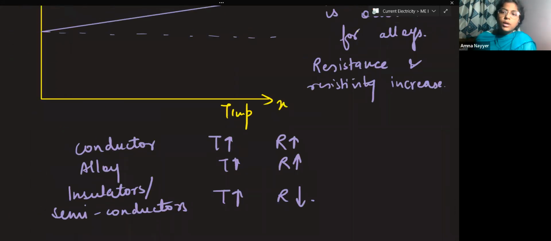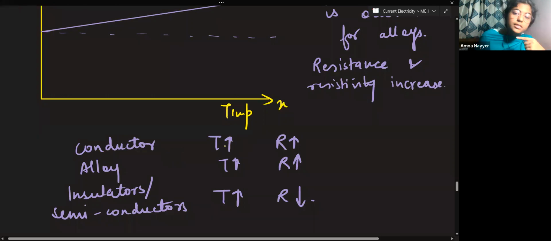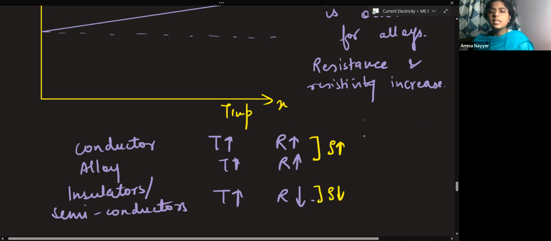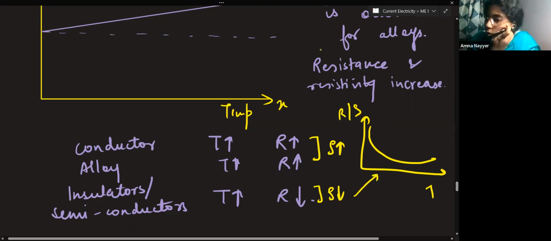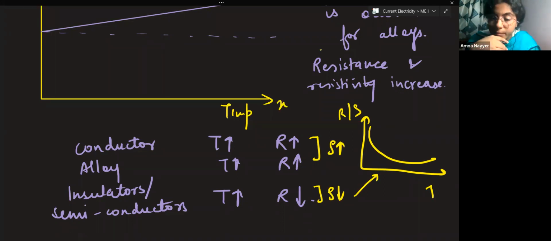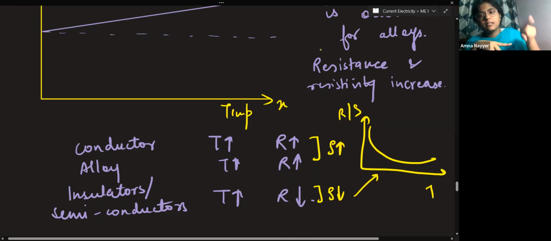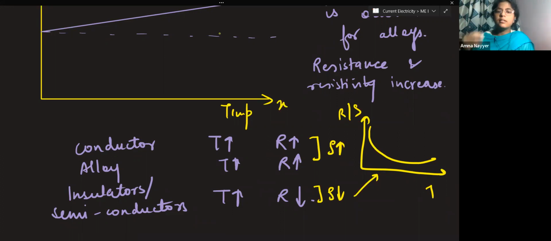For conductors, you have to remember in short that if temperature increases, resistance increases. For alloys, temperature increases, resistance increases, and for both of these, resistivity increases. For insulators and semiconductors, temperature increases, resistance decreases, and so the resistivity decreases. Even if you draw the graph between resistance, resistivity, and temperature, the graph will be like this for insulators and semiconductors. But as I've told you, you're not going into the details because you have a full chapter on semiconductors, where all these things will be covered. So graphs you have to remember: conductor increases, that graph; for semiconductors, resistance decreases.